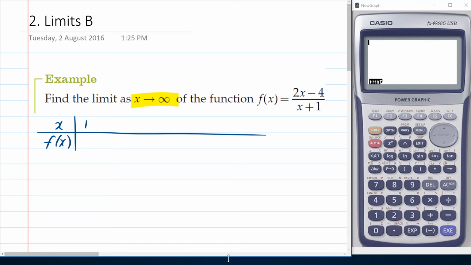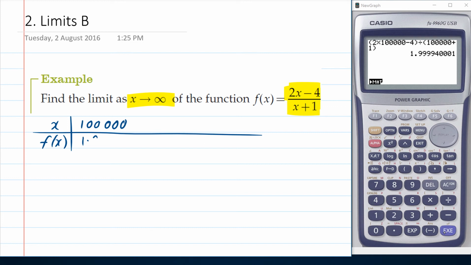So let's start with a number like 100,000. So I'm going to put this function into my calculator, and instead of x, I'm going to write 100,000. So on the top I'll have 2 times 100,000 minus 4, and on the bottom I'm going to have 100,000 plus 1. So that gives me 1.9999.